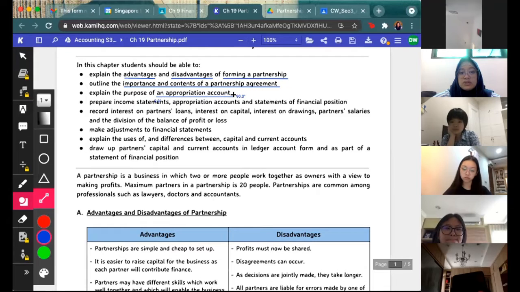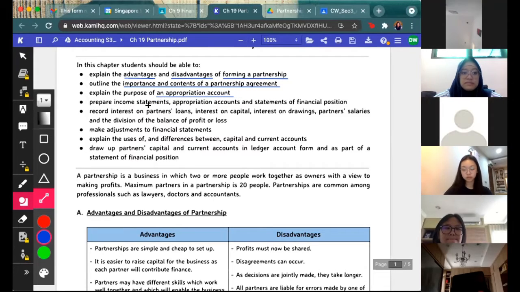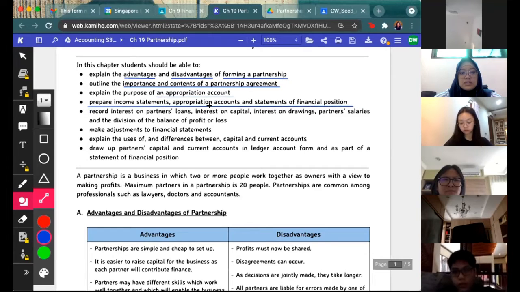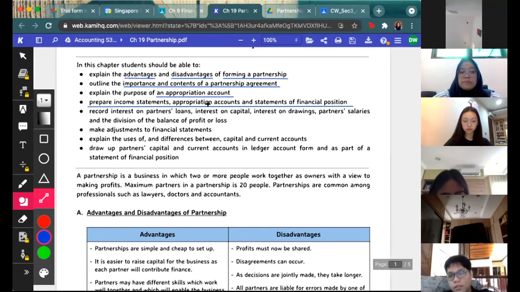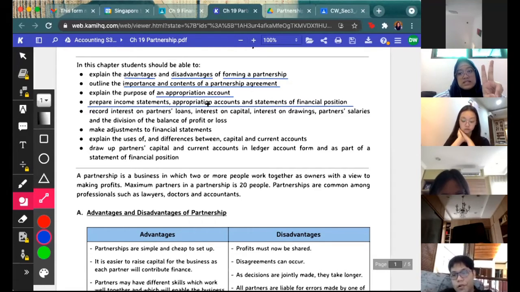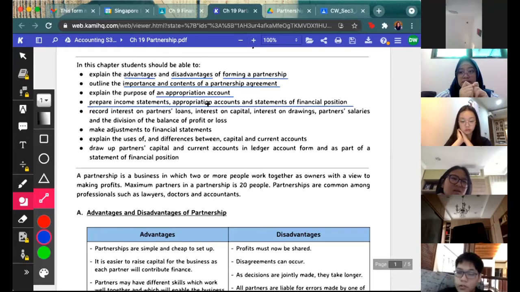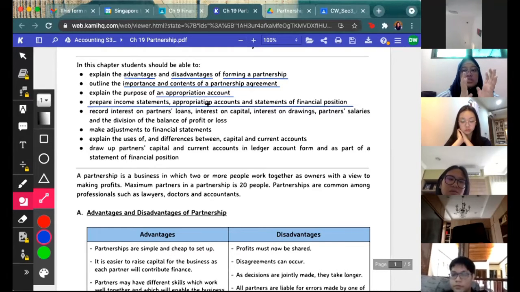We will create a new account called appropriation. And then as usual, income statement, statement of financial position, and appropriation account. Now, previously in a sole trader, you only knew two financial statements. The first one is the income statement. The second one is the statement of financial position. For partnership, since the ownership is changed, we are required to create one new statement in the middle.